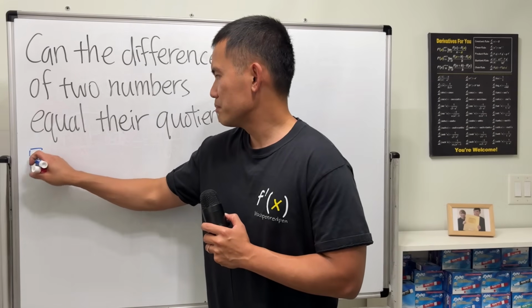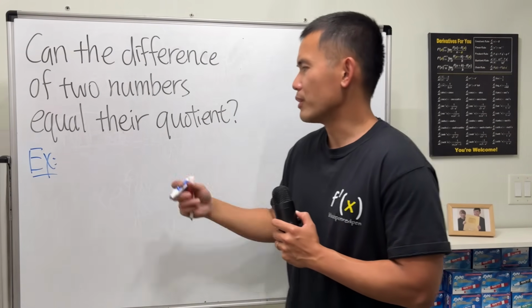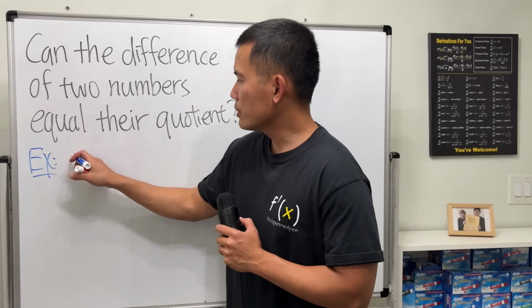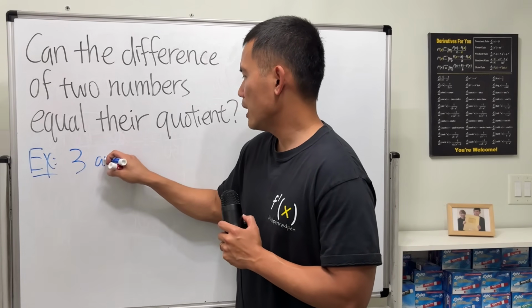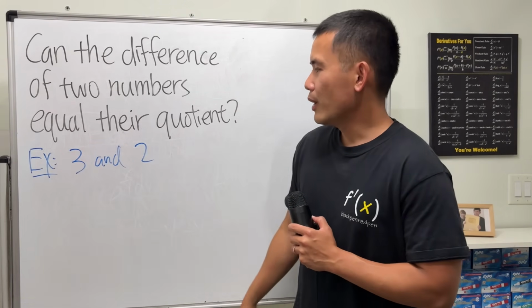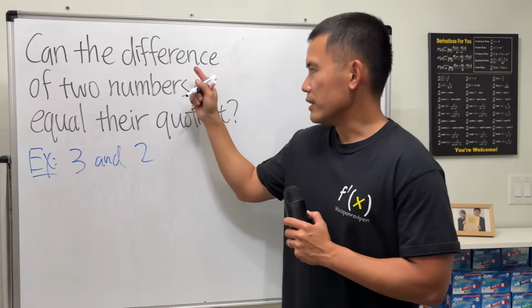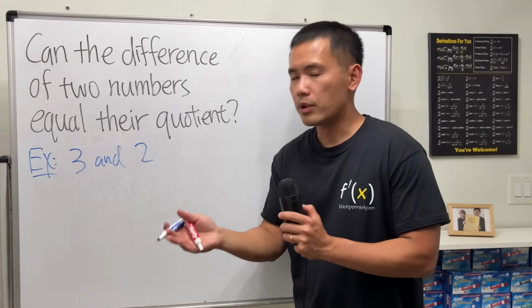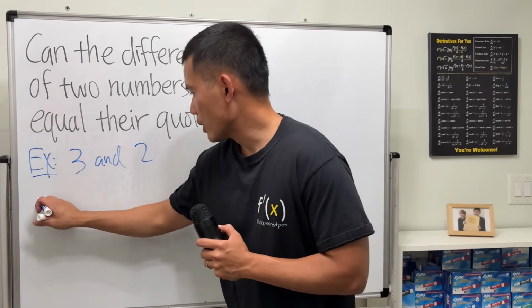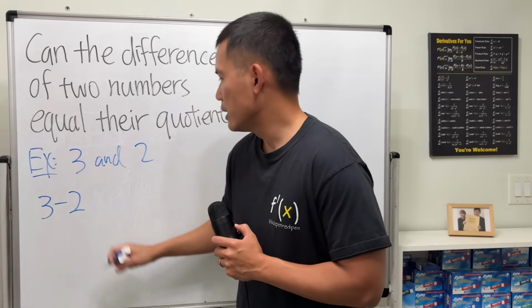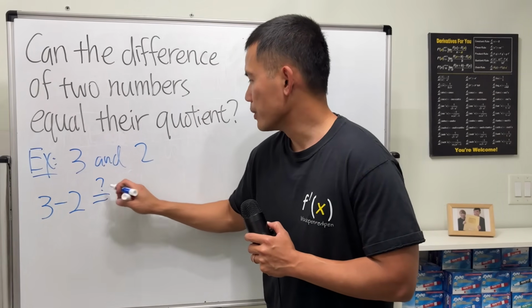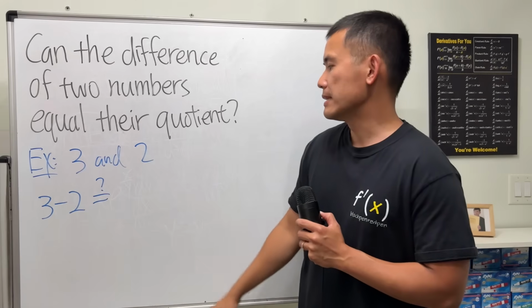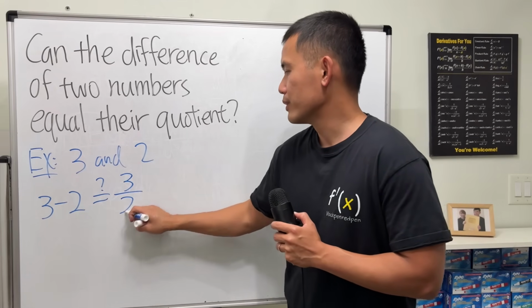Let's just take a look at two numbers and then subtract them and divide them to see what happens. Let's say I want to use 3 and 2. Okay, difference. Let's just find the positive difference. So I'm just going to do the big number minus the small number. So I will just do 3 minus 2. Can this be equal to their quotient? I will take the big number divided by the small number, so 3 over 2.